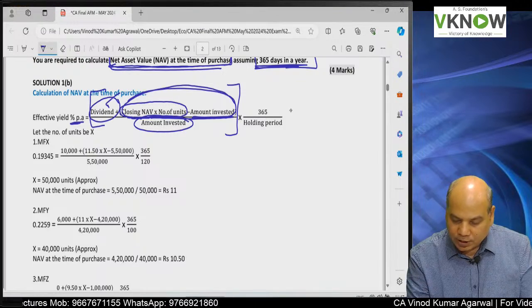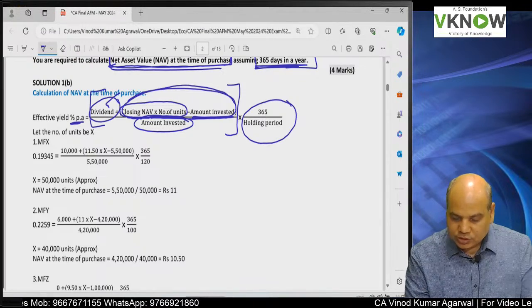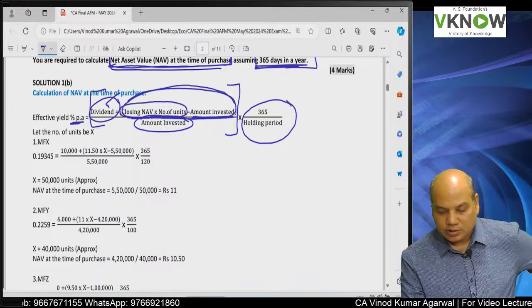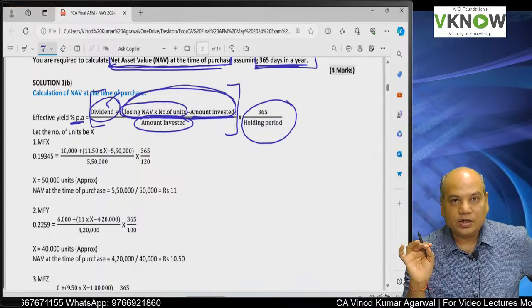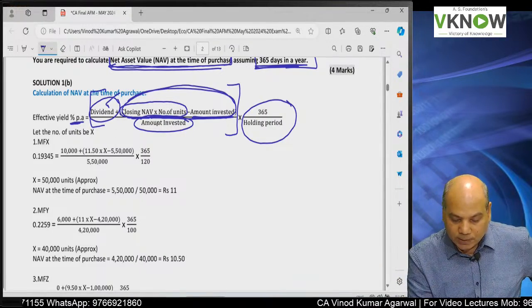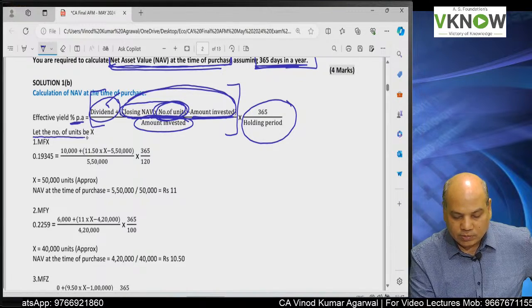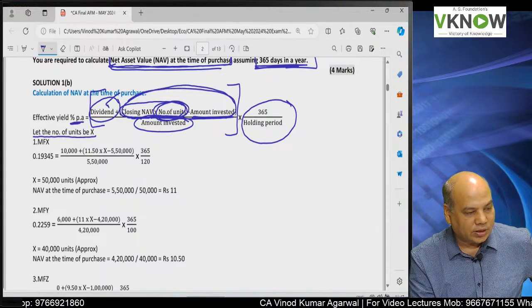And when you multiply by 365 divided by holding period, that will give you effective yield per annum. Number of units is not given in the problem. Let the number of units be X. That is the starting point.